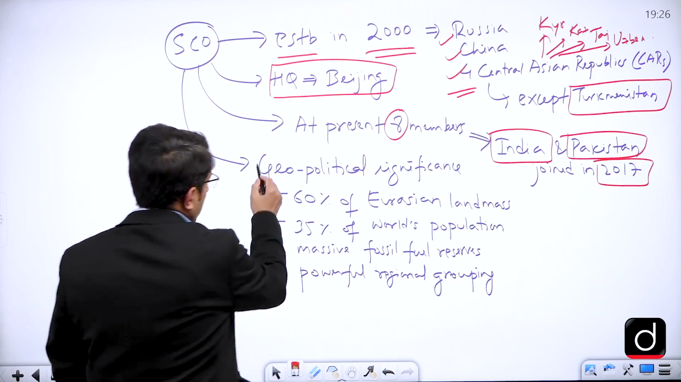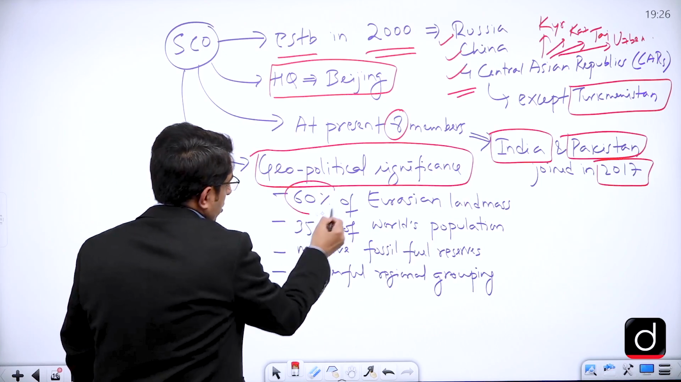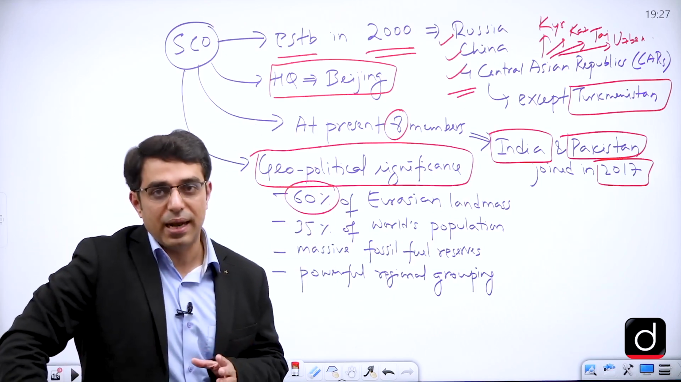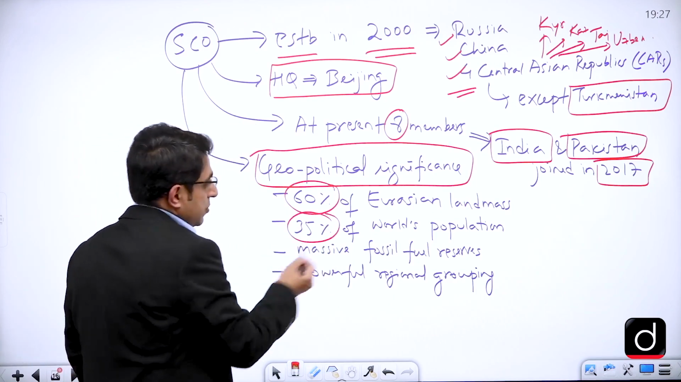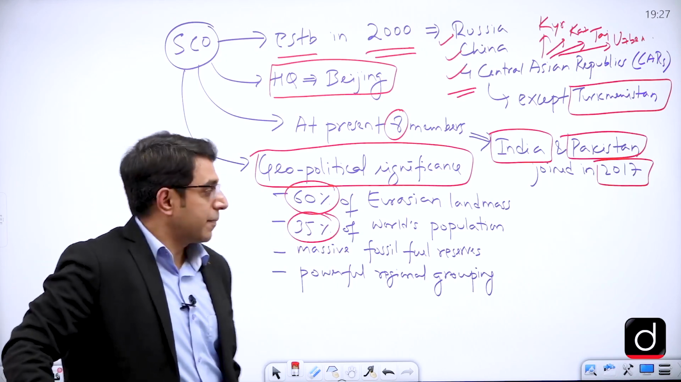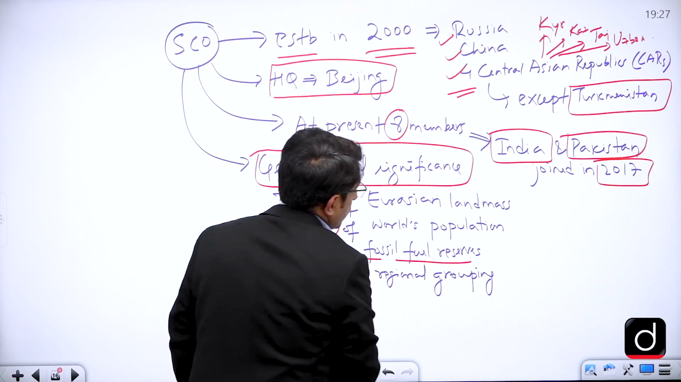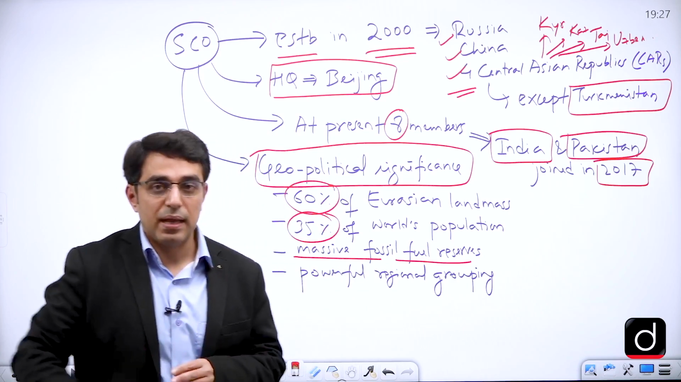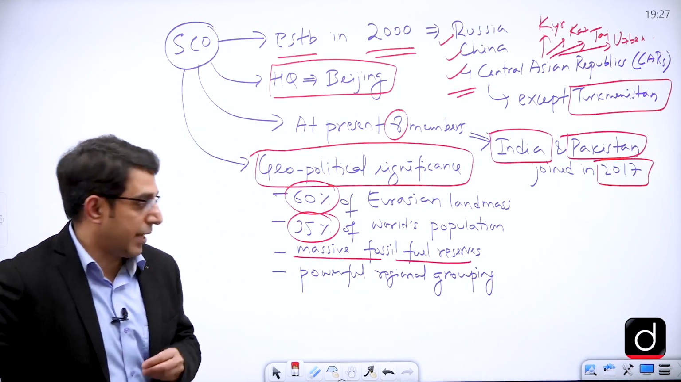Then what is the geopolitical significance of SCO? So, the member countries comprise almost 60% of the Eurasian landmass. Then it also comprises 35% of the world's population, thanks to India and China, which are part of this grouping. Then the Central Asian republics and also Russia, they are having massive fossil fuel resources. And this grouping also has major energy consumers in India and China.